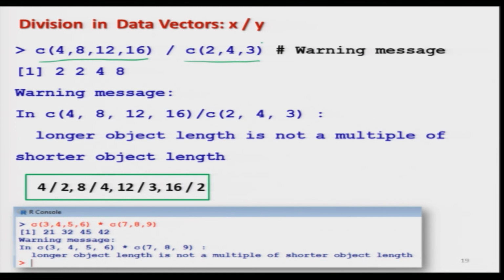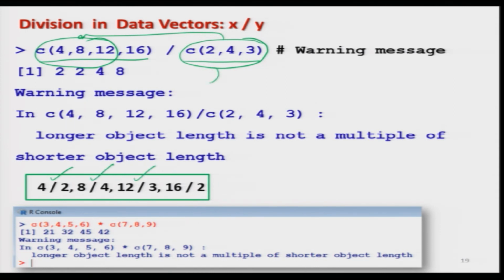So, what will happen? The 3 elements in data vector 2, which are here 2, 4, 3, will be transported to the first 3 positions of data vector 1, and 4, 8 and 12, which are the numbers in the first, second and third positions in data vector 1, will be divided by these numbers respectively. Right. So, what will happen here? You will get 4 divided by 2, 8 divided by 4 and 12 divided by 3.